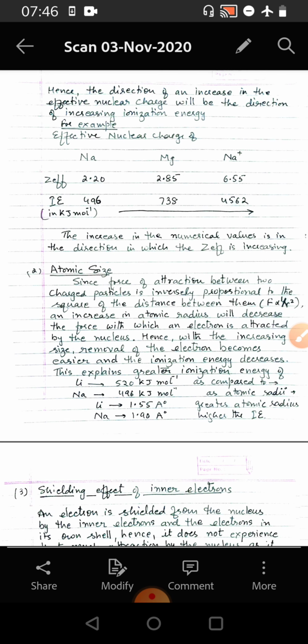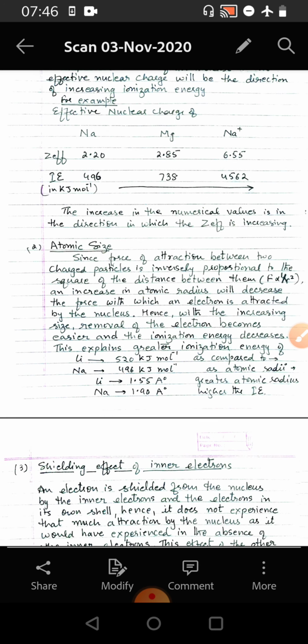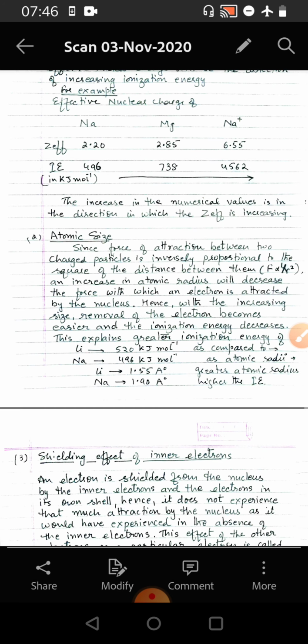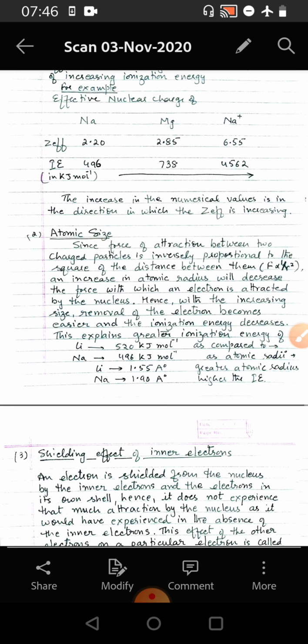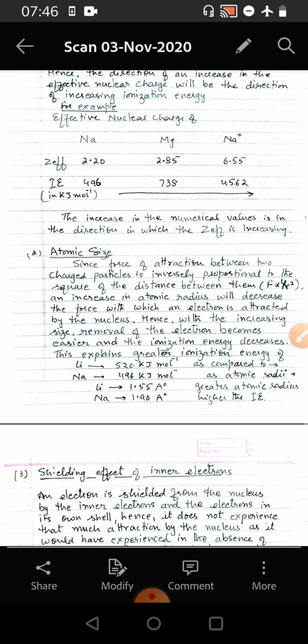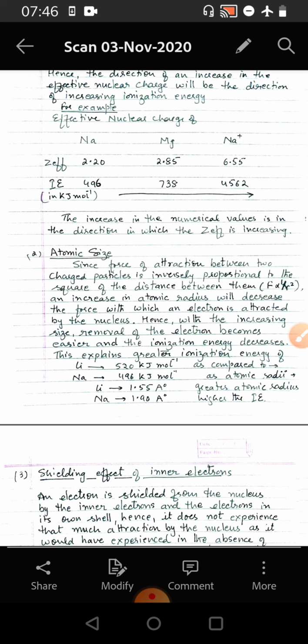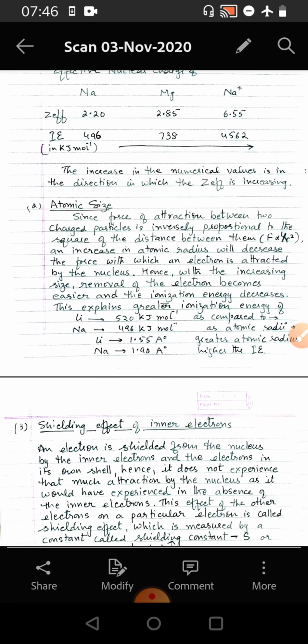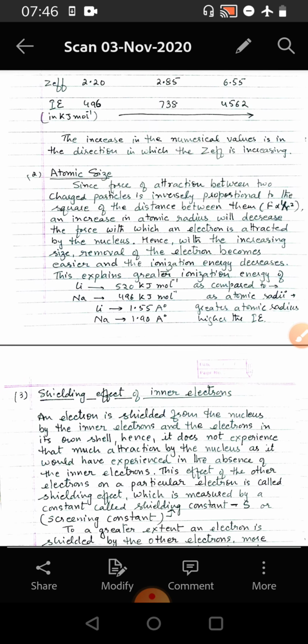For example, the effective nuclear charge of sodium, magnesium, and sodium plus: for sodium it is 2.20, for magnesium it is 2.85, and for sodium plus it is 6.55. So we see that the ionization energy increases in the same direction. For sodium it is 496, for magnesium it is 735, and for sodium plus it is 4562. The increase in the numerical value is in the direction in which the Z effective is increasing.